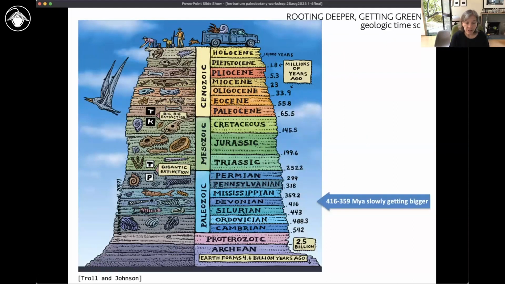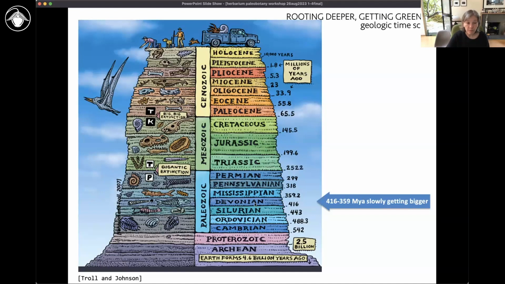So here we have a timeline of the whole history of the Earth. Earth formed roughly 4.6 billion years ago, and we divide the sedimentary layers of our planet up in different time intervals. The time interval that we're mostly going to look at is the Phanerozoic. That includes the Paleozoic, the Mesozoic, and Cenozoic. That means old life, middle life, and new life.